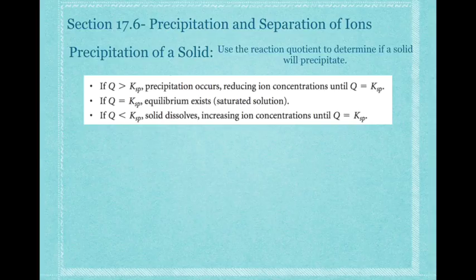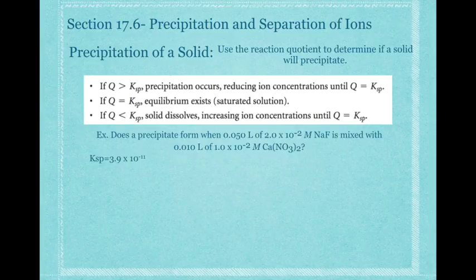Now, if your Q equals your KSP, that means you have a saturated solution and you're not going to have any precipitation occur. If your Q is less than your KSP, that means your reaction needs to proceed to the right, and therefore your solid is going to dissolve, because remember, your products are going to be your ions in solution. And so no precipitate will occur, and instead more of your solid will dissolve.